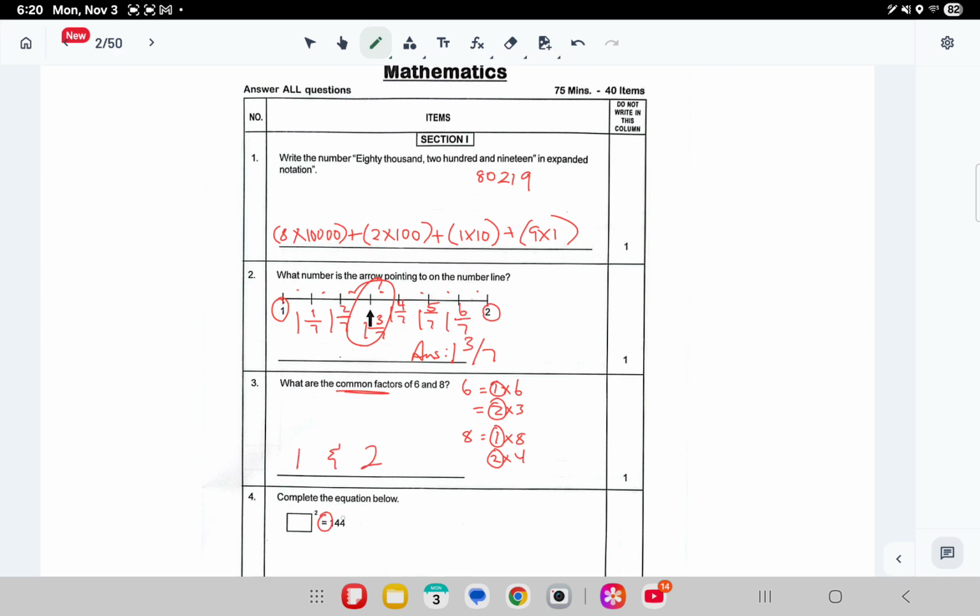Complete the equation below. We know that it is equal, so that means whatever is squared is equal to 144. Based on our square timetable, we know that 12 squared is equal to 144.